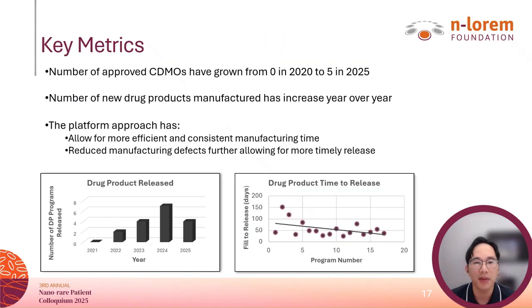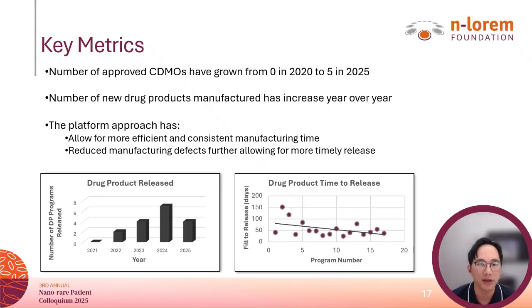Here are several key metrics we utilize to ensure our manufacturing platform is successful. First, the number of approved CDMOs have grown from 0 in 2020 to 5 in 2025. Second, we can see in the first chart that we have increased the number of new drug products manufactured year over year. The 2025 year is still ongoing, thus the incomplete number.